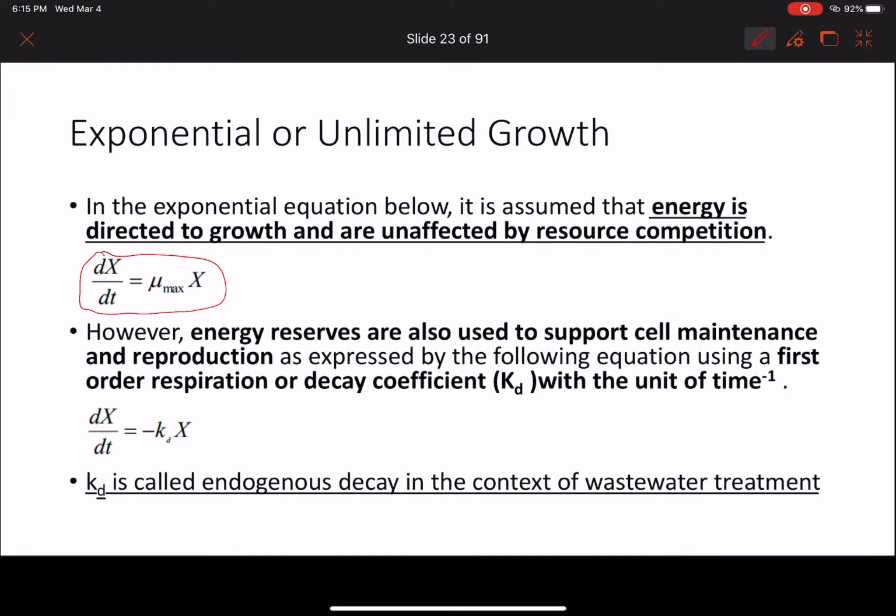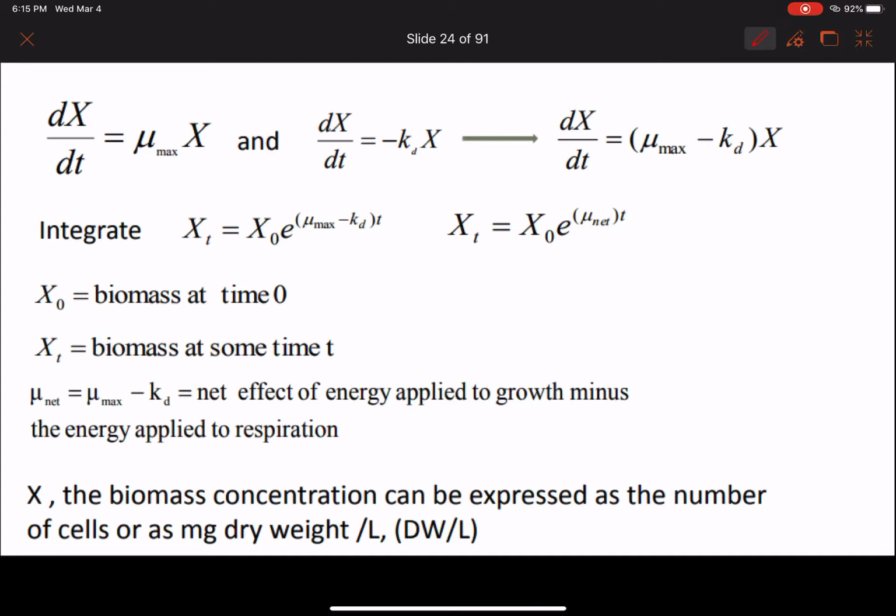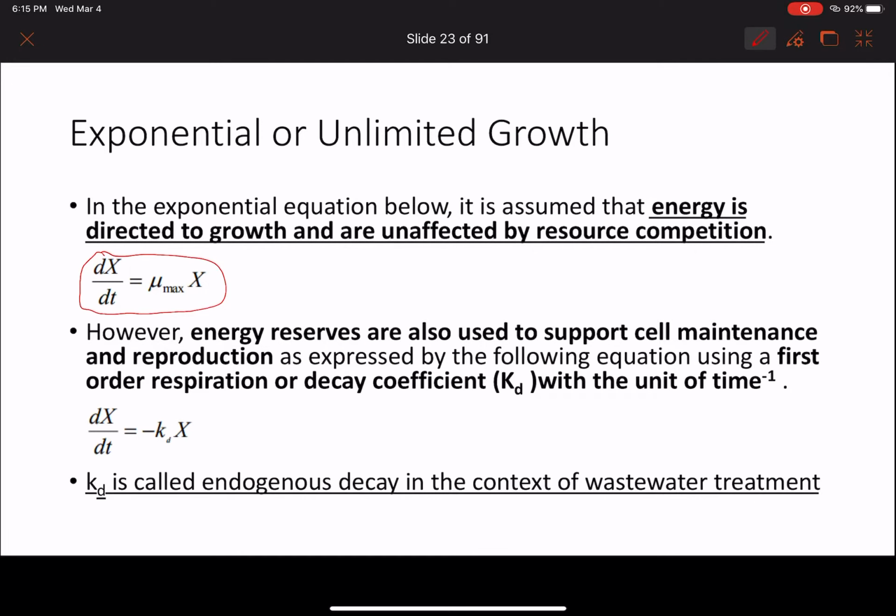But energy reserves are also used to support cell maintenance. Remember that we talked about rotifers, ciliates, all these microorganisms. They use their energy from the system to support cell maintenance, and of course, reproduction. We are using the first order respiration or decay coefficient, Kd, to account for this maintenance and reproduction. So you have to add this to it, dx over dt minus kd times x. Kd is called the endogenous decay or the death rate. Since something is being used from the energy for maintenance and reproduction, you have to account for this in the equation.